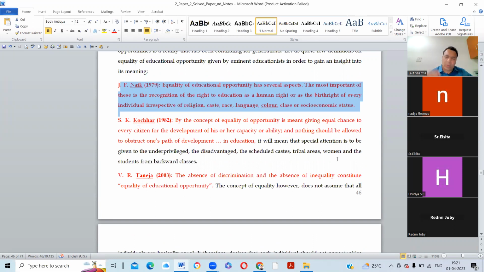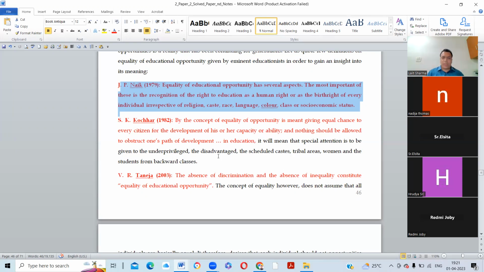So guys, you can do this one, this is very important, because equality of educational opportunity is contained within this. This definition is clearing the concept of equality of educational opportunity. JP Naik is saying there are several aspects of equality of educational opportunity, but the most important aspect is the recognition of the right to education as a human right or as the birthright of every person across India, irrespective of color, caste, creed, language, socio-economic status. This is called equality of educational opportunity.